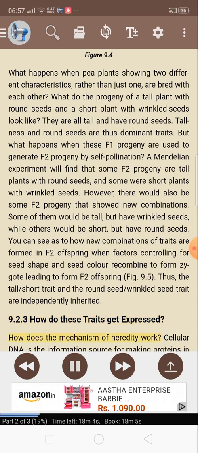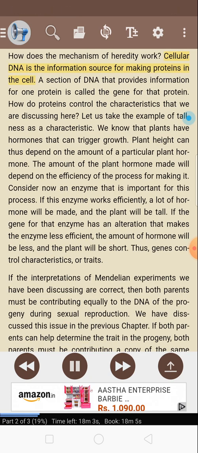9.2.3 How do these traits get expressed? How does the mechanism of heredity work? Cellular DNA is the information source for making proteins in a cell. A section of DNA that provides information for one protein is called the gene for that protein.